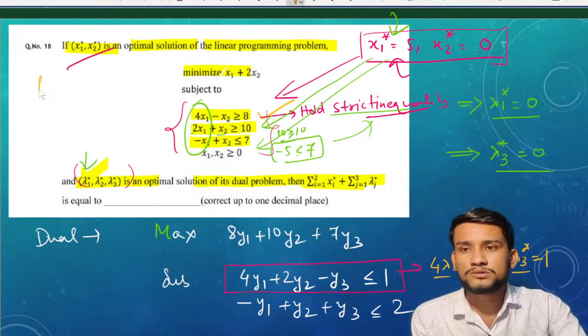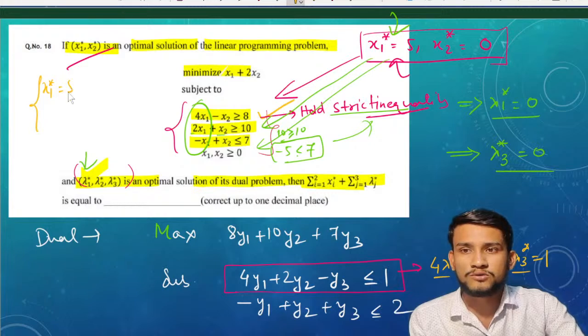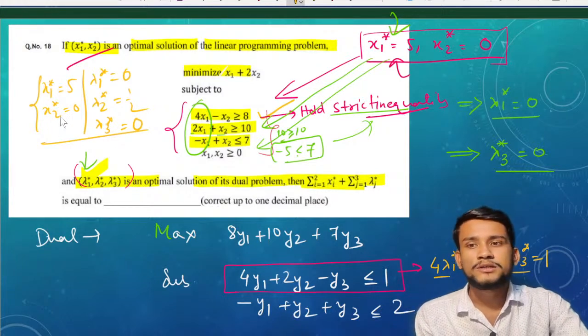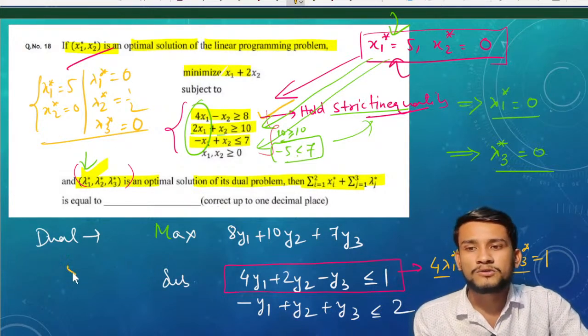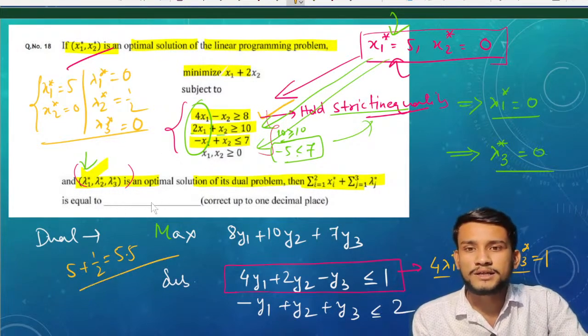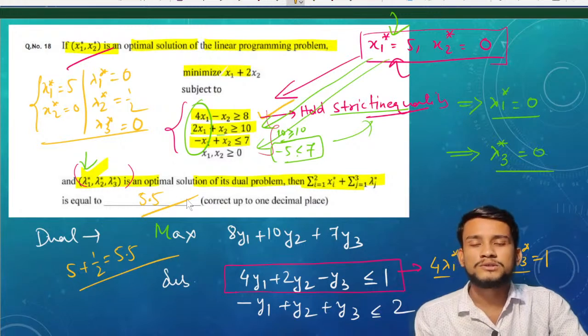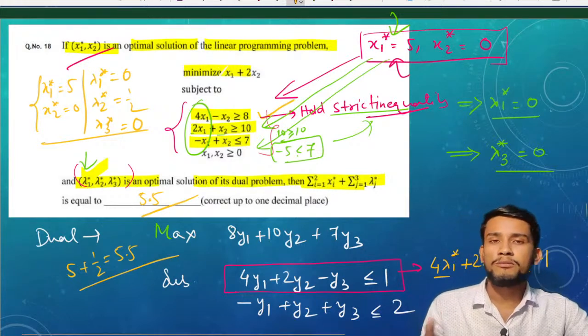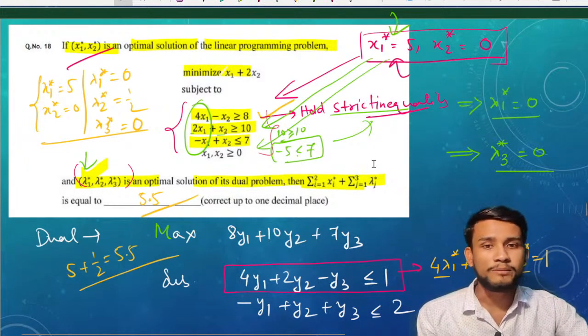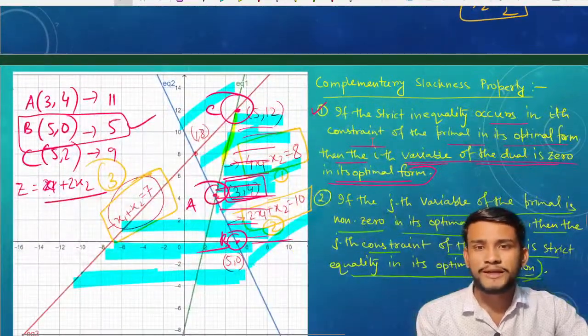So x1 star equals 5, x2 star equals 0, lambda 1 star equals 0, lambda 2 star equals half, and lambda 3 star equals 0. So we calculate this sum only: 5 plus 1 by 2, which equals 5.5. So the answer is 5.5. This is a very interesting problem, based on the complementary slackness property and the dual of the primal problem. Now we go to the next problem.